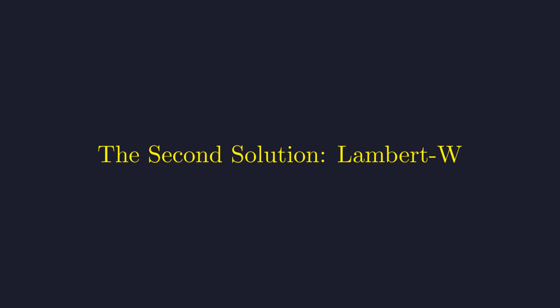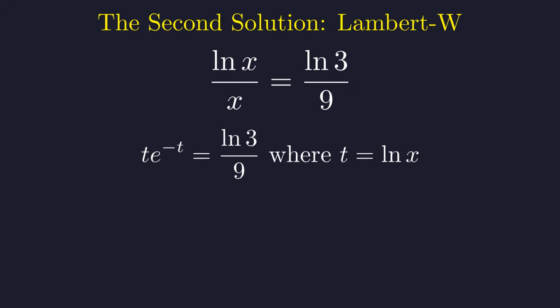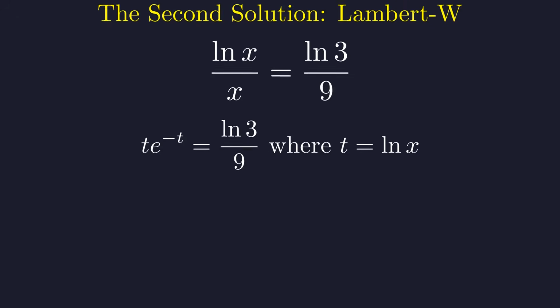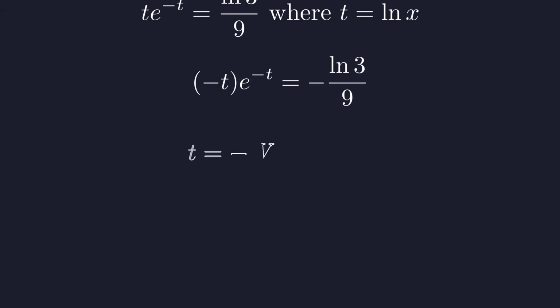Now let's find that second solution using the Lambert W function. We start from our rearranged log equation. From our earlier logarithmic approach, we had natural log of x over x equals natural log of 3 over 9. Let t equal natural log of x, so x equals e to the t. Then our equation becomes t times e to the negative t equals natural log of 3 over 9. Multiply by -1 to get this in Lambert W form. The Lambert W function gives us t equals -W of negative natural log of 3 over 9.